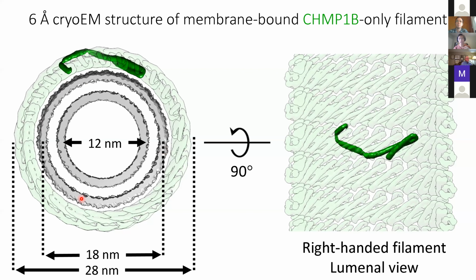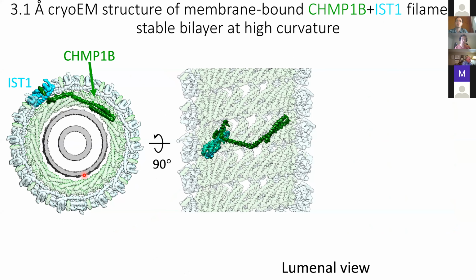Now let's take a look at our copolymer bound to the membrane. So again, when you add IST1, that binds to the outside, and that leads to a constriction of this filament. This is a top-down view. IST1 is on the outside, as we saw before. CHIP1B is on the inside in this open conformation. And then this is the outer leaflet, and this is the inner leaflet. So this filament is 24 nanometers in diameter.